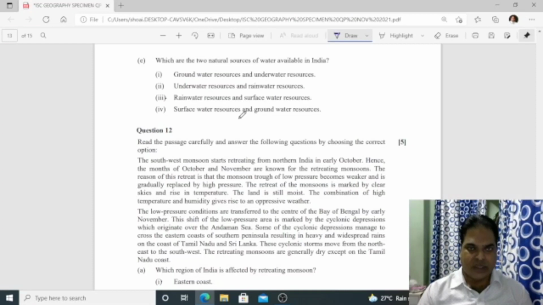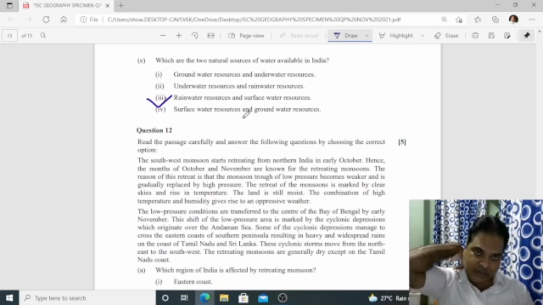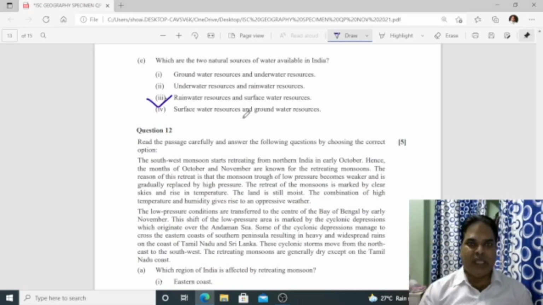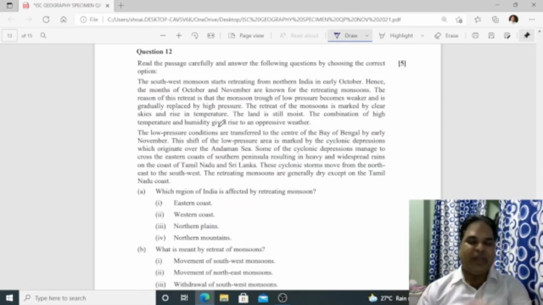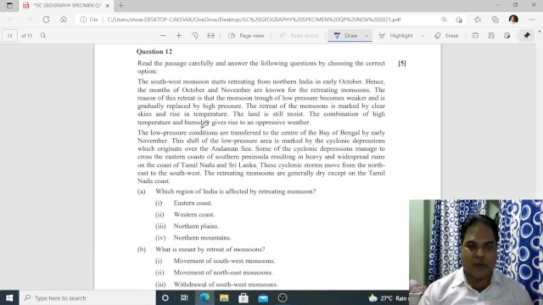So which one is the correct one? Rainwater source and surface water source. Which are the two natural sources of water available in India? So number 3 is correct: rainwater source and surface water source. Okay. We are about to finish this paper, number 12. Again, you have to read this. So you have to go through it properly.